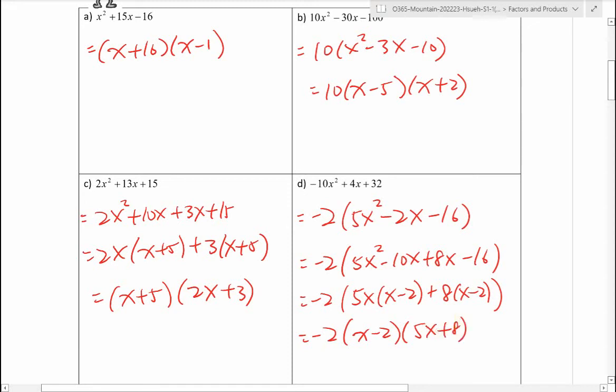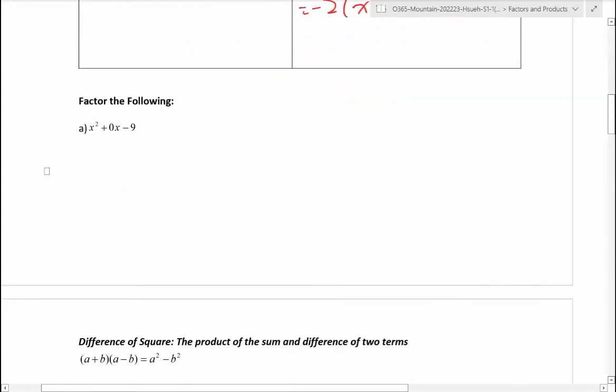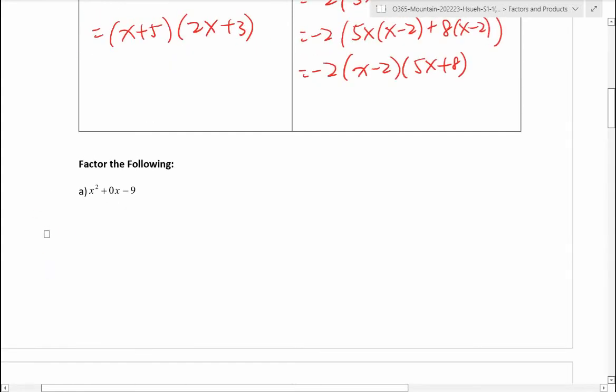Okay, so hopefully these are the answers that you got. Okay, these will be your final answers. Okay, so these are just reviews for factoring simple trinomials and complex trinomials, okay? Now we're going to move on to the next example here. We want to factor this one right here.